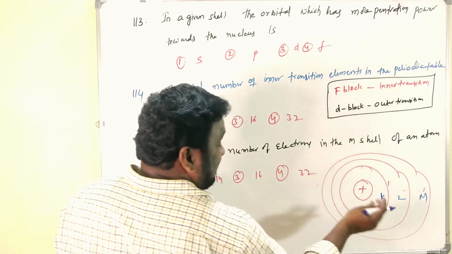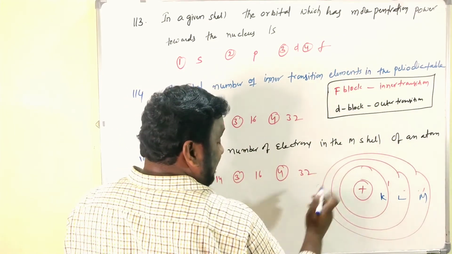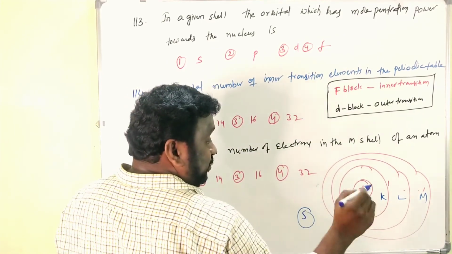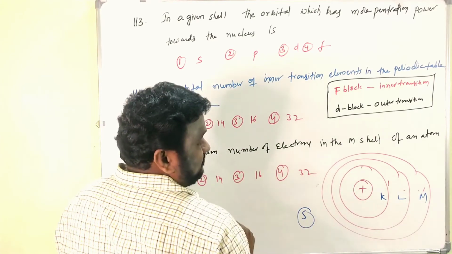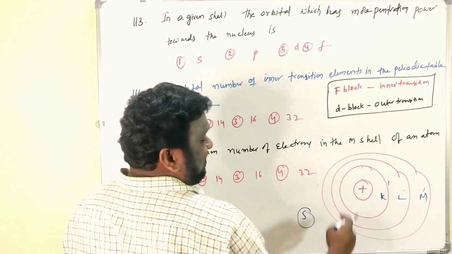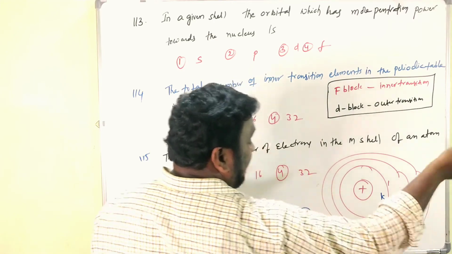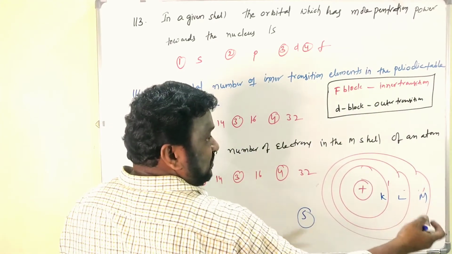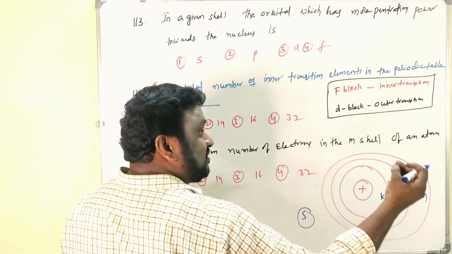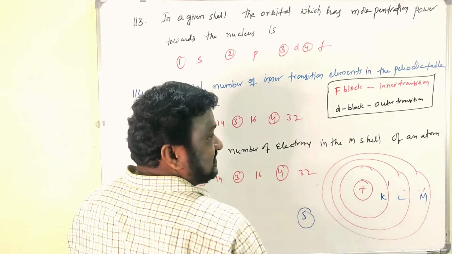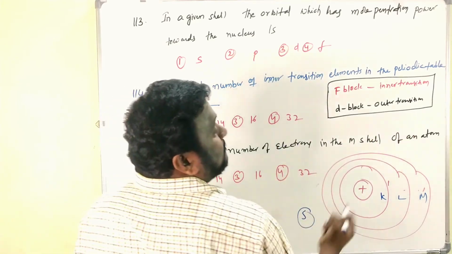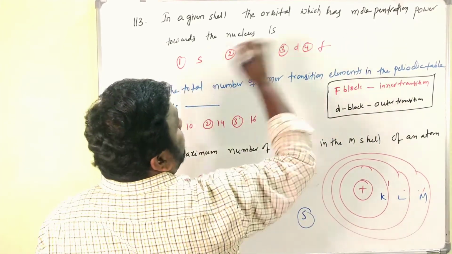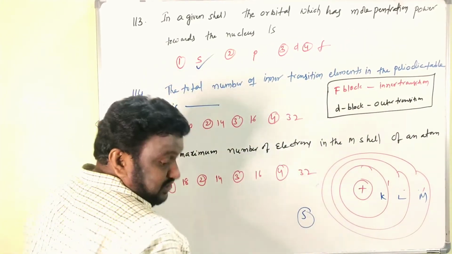Here the electrons arranged in s orbitals are very near to the nucleus. Whatever the shell may be, K, L, M, N, anything, we first fill the s orbital. That's why the electrons in the s orbital are very close to the nucleus and are attracted more. That's why the more penetrating power is of the s orbital.